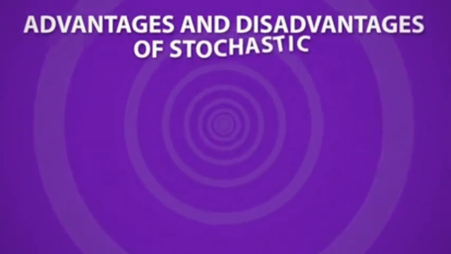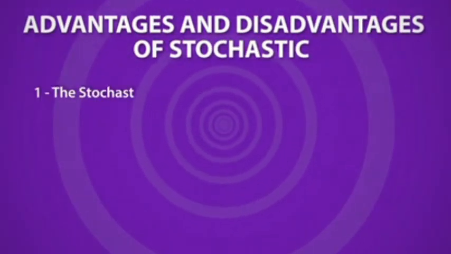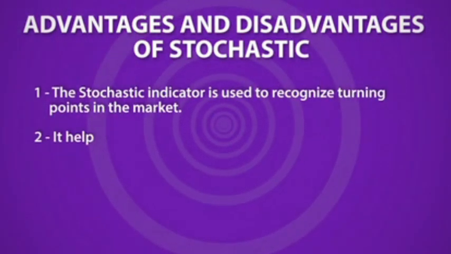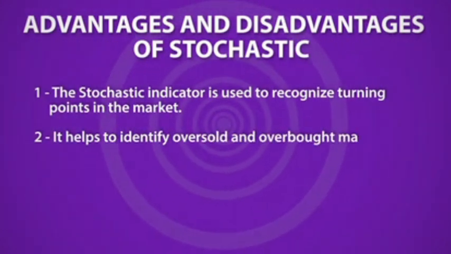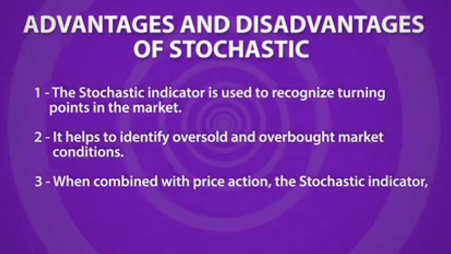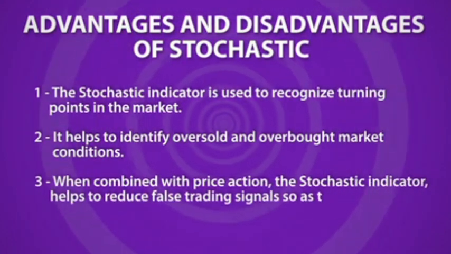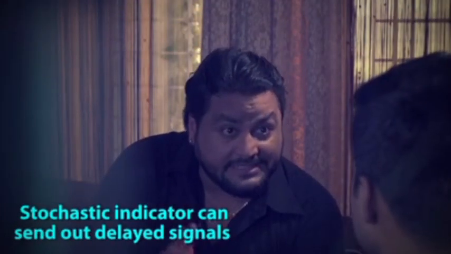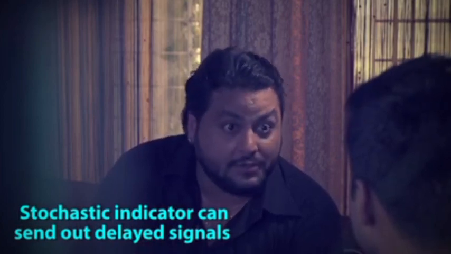Now, let's understand advantages and disadvantages of stochastic tool. First, the stochastic indicator is used to recognize turning points in the market. Second, it helps to identify oversold and overbought market conditions. Third, when combined with price action, the stochastic indicator helps to reduce false trading signals so as to accurately catch turning points in the market or stocks. However, just like RSI tools, these stochastic indicators too send out delayed signals, and that is why it is necessary to combine these tools and get the highest probability results.